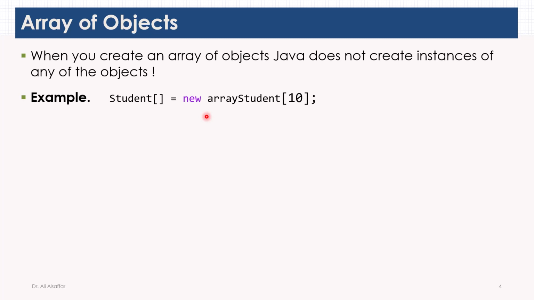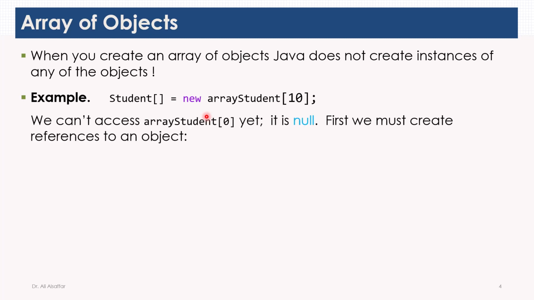So when you go to, for example, student 0, it is just a reference to a null value. So we cannot access, for example, array student 0. Why? Because it is null. And this is the case for every other element of this array. They are just empty references. So first, we must create references to an object, and then these references will be assigned to the elements of the array.